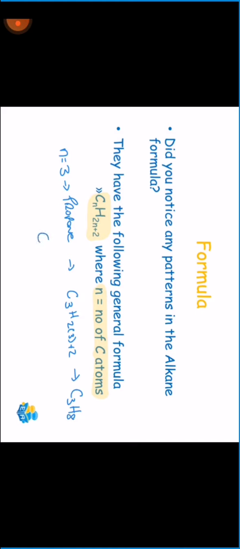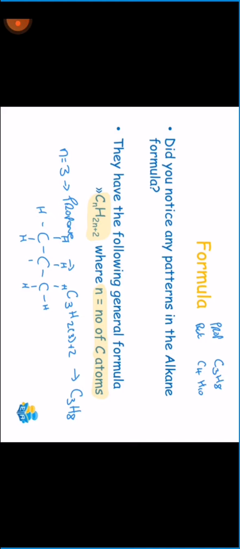So if we draw that out, C, 1, 2, 3, 4, 5, 6, 7, 8. We can see here that we are correct, C3H8. Now, another thing that I want to show you just up here in the top right hand corner, we know that propane now is C3H8, so that's propane.